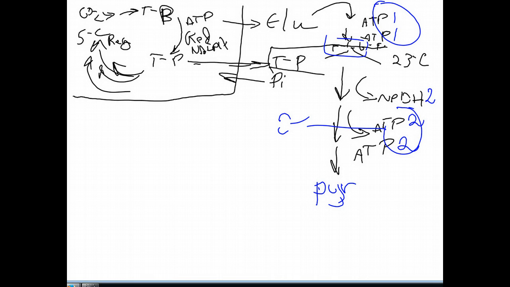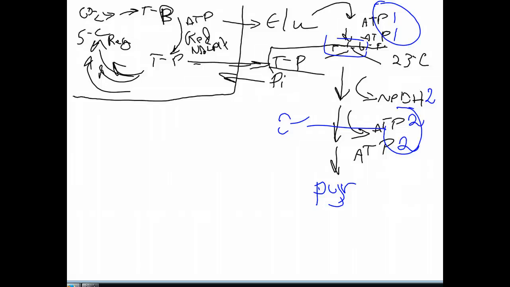But what else must be active in order for this pathway to work? Nope, not the Krebs cycle. What other thing needs to work to keep glycolysis turning? Oh, come on, folks. Right? And how do you do the NADH to NAD? How do you produce NAD? Oh, come on.